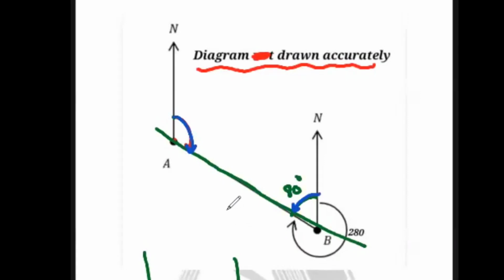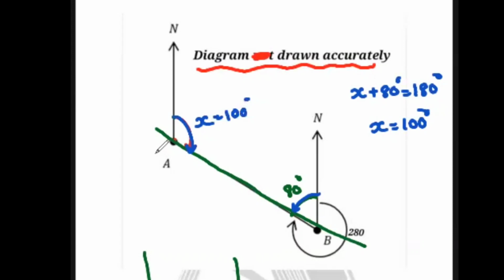And we know that when two lines are parallel and a transversal is cutting them, then the interior angles always add up to 180 degrees. So if I say this is going to be x, then x plus 80 degrees is equal to 180 degrees. So x is equal to 100 degrees. This is 100 degrees. That means the bearing of B from A is 100 degrees.